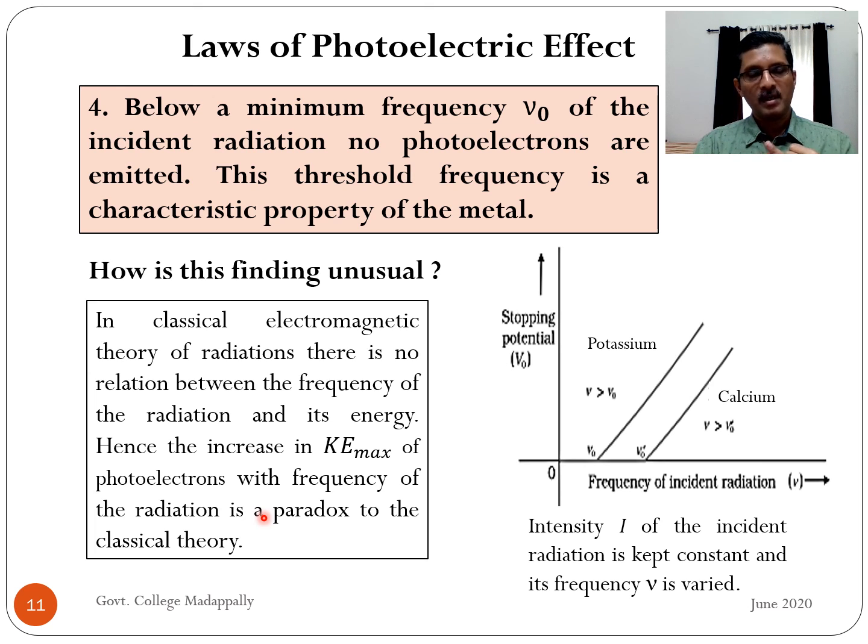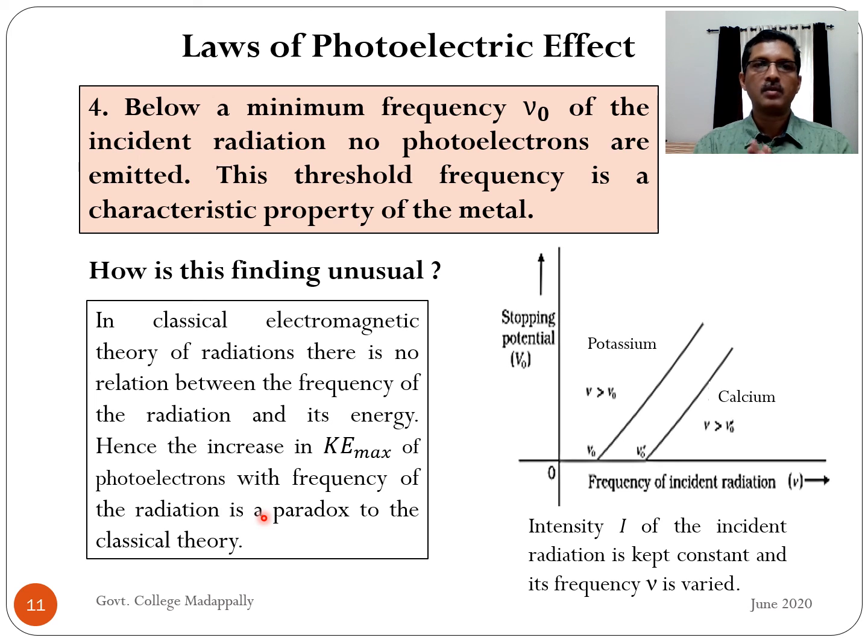Also, why there is an increase in the number of photoelectrons with intensity cannot be explained by classical electromagnetic theory. Now thirdly, when frequency of the incident radiation is increased, stopping potential increases, which means maximum kinetic energy of photoelectrons increases. Again, this cannot be explained, as in classical electromagnetic theory there is no connection between frequency and energy of the radiation. And lastly, there is a minimum frequency called threshold frequency, below which there is no photoelectric emission. Again, there is no explanation from classical electromagnetic theory.